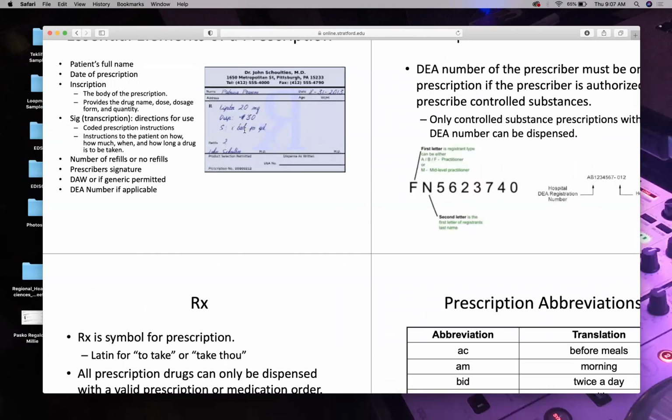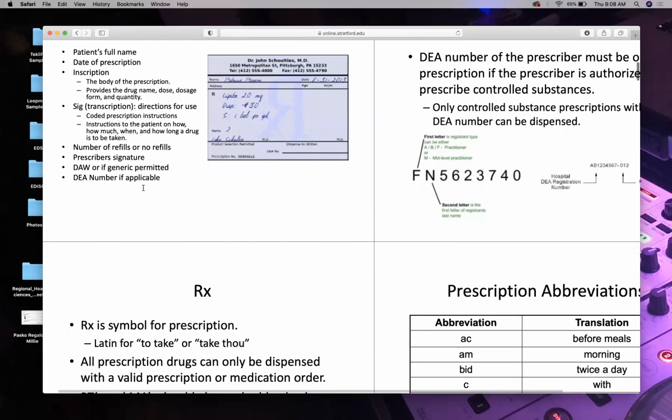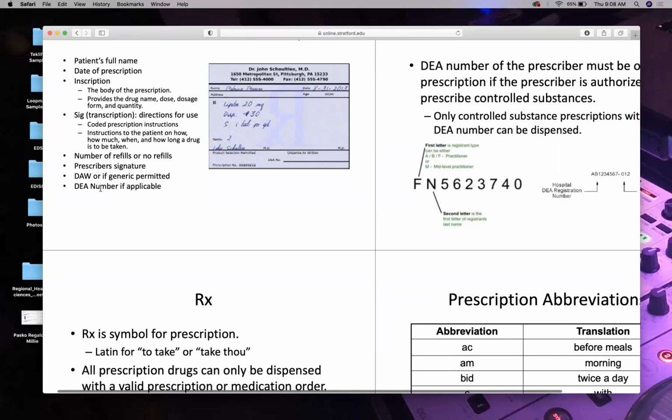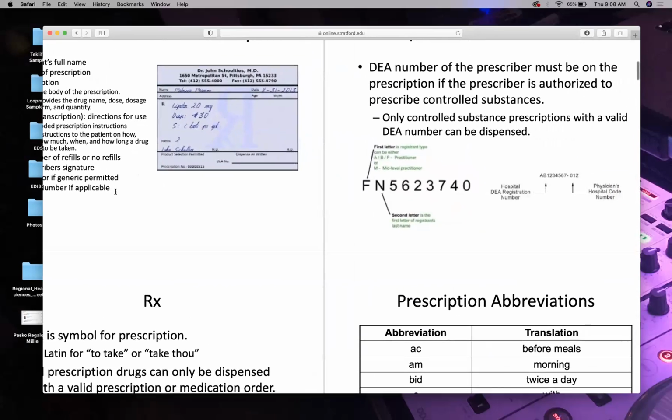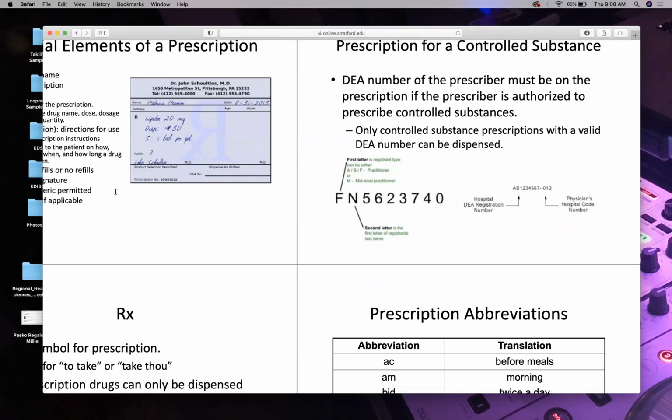So BID, review your medical terminology abbreviations, because in this world of prescriptions, we still use abbreviations. Number of refills or no refills, that's important. The doctor has to have the signature, right? DAW, or if generic permitted, and the DEA number. And this is really important right here, the DEA number, especially if it's a controlled substance. If it's a controlled substance, it has the letter C and then a Roman numeral next to it, and it's most likely 2, 3, or 4, right?